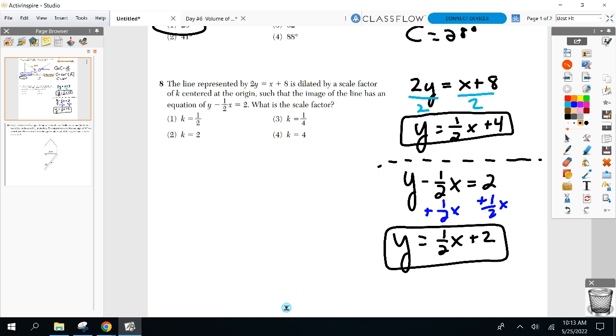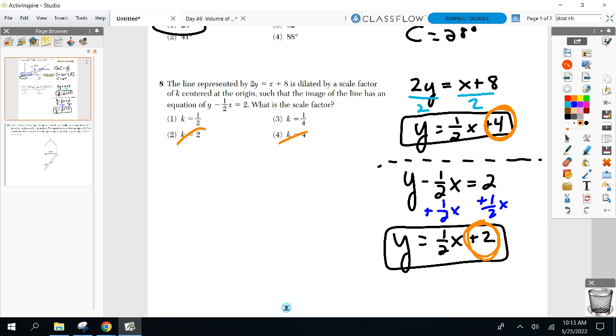So how are we going to figure out what I multiplied by? I'm going to look at the y-intercept. It was 4, but now it went to 2. So is it getting closer or further away from the origin? This is getting closer, so I know that my scale factor cannot be bigger than 1 because I'm getting closer. If I got further away, yes.